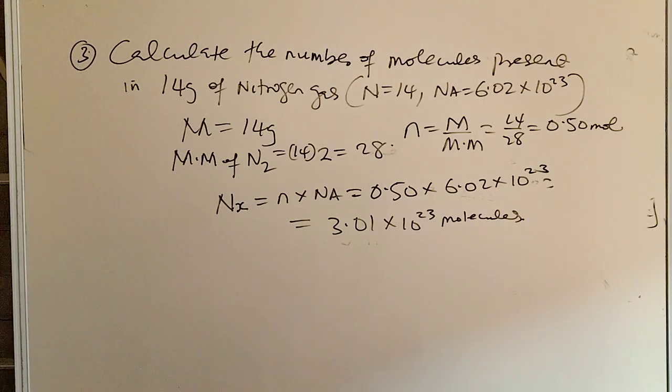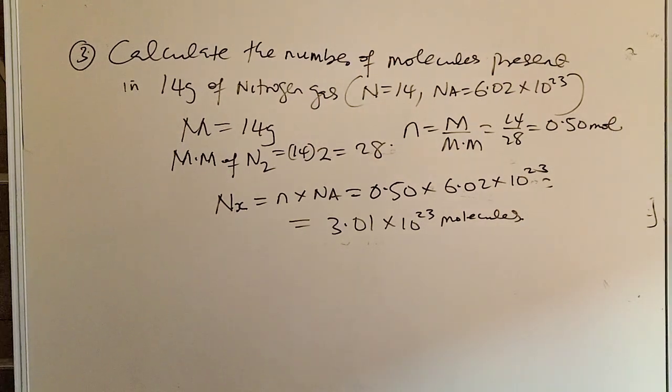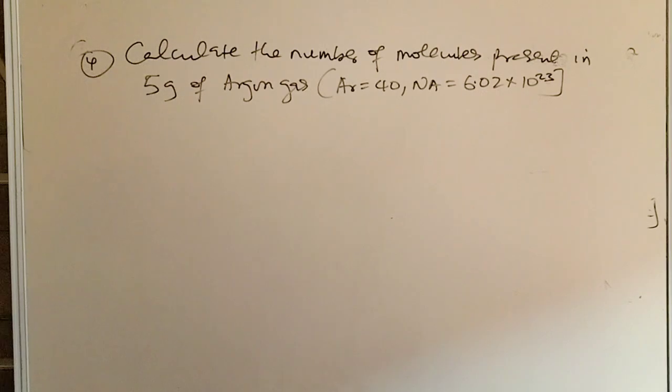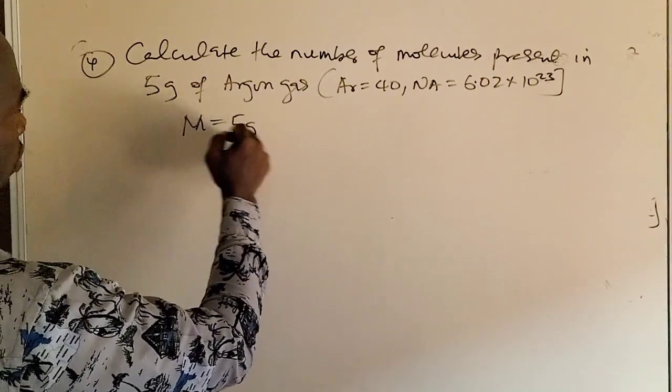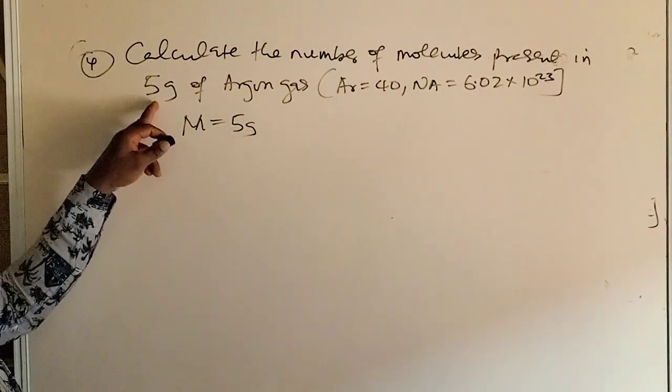So that's the answer to the question. We'll take another example on number of molecules before we go to number of ions. We'll look at the question on the whiteboard that says calculate the number of molecules present in 5 grams of argon gas. So this question is similar to that of nitrogen that we did some few minutes ago. In this question, the mass of argon is 5 grams. We'll look for the number of moles of argon first.